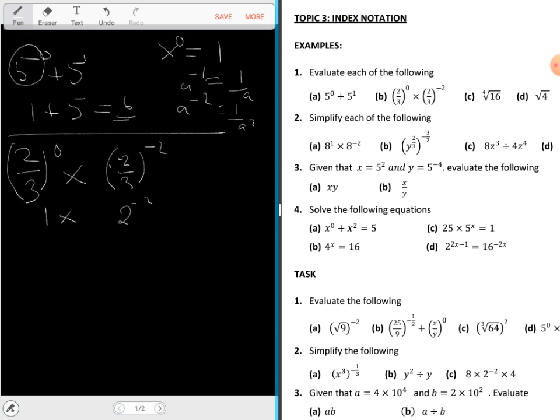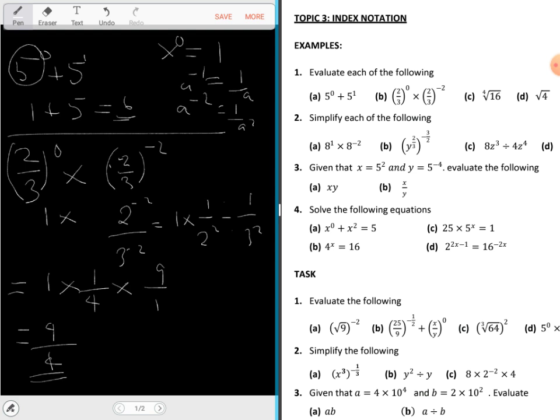So now you need to expand it. What you have is 2 to the power negative 2 over 3 to the power negative 2. So this will say 1 times, now remember 2 to the power negative 2 is the same as 1 over 2 squared, divided by 3 to the power negative 2, which is the same as 1 over 3 squared. Then we go on, we have 1 times 1 over 2 squared, which is 1 over 4. Now remember we are dividing, so you change the sign. 3 squared is 9 over 1. So what we have is 1 times 9, that will give you 9 here, and this will give you 4 as your answer.